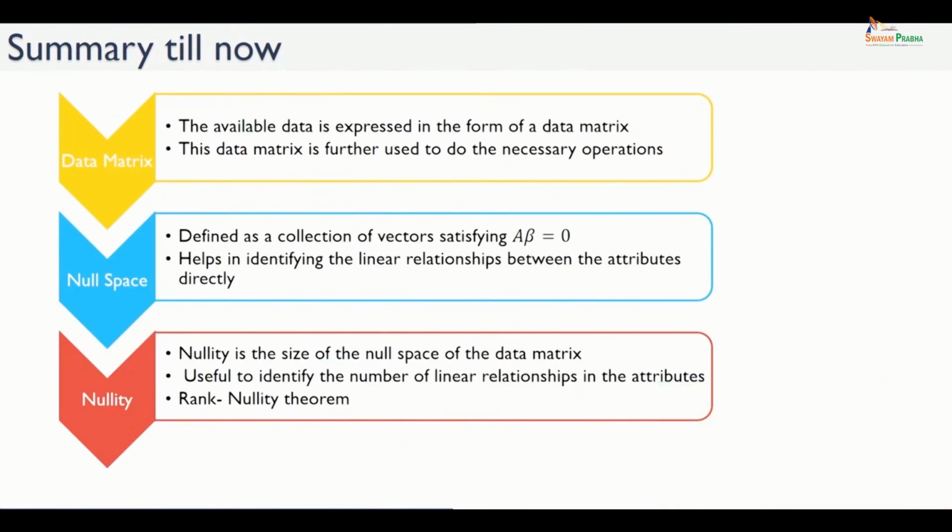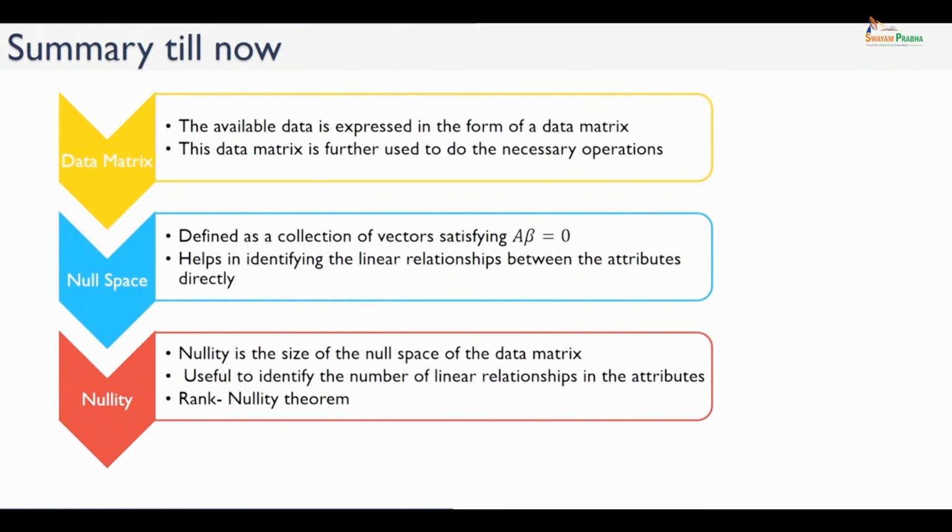So to summarize, when you have data, the available data can be expressed in the form of a data matrix, and as we saw in this lecture, this data matrix can be further used to do different types of operations. We also defined null space. Null space is defined as a collection of vectors that satisfy this relationship A times beta equal to 0.